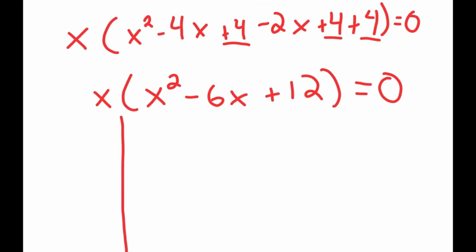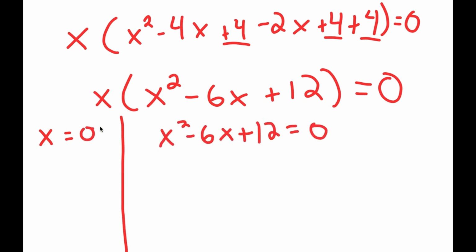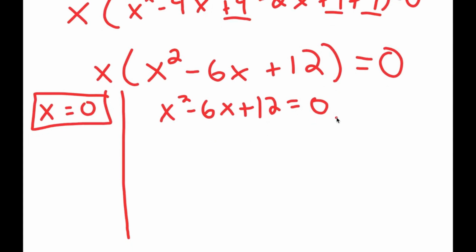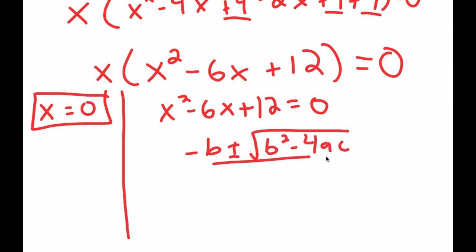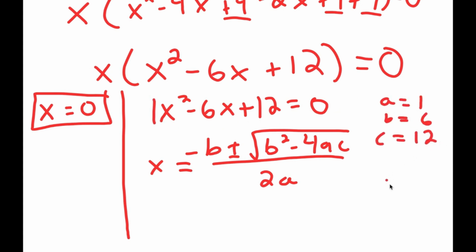Now from here, this gives me two equations. I get x = 0, and I get x^2 - 6x + 12 = 0. So x = 0 is already a solution. And for x^2 - 6x + 12 = 0, to solve this, we're going to have to use the quadratic formula, which is negative b plus or minus the square root of b^2 - 4ac, all over 2a. So in this case, a is 1, b is -6, and c is 12.